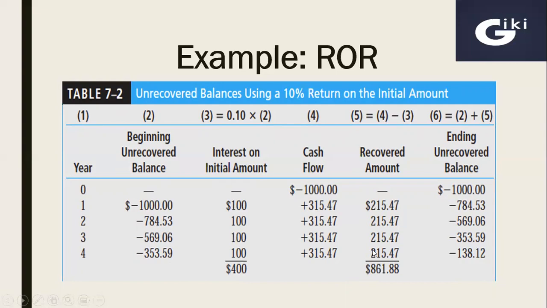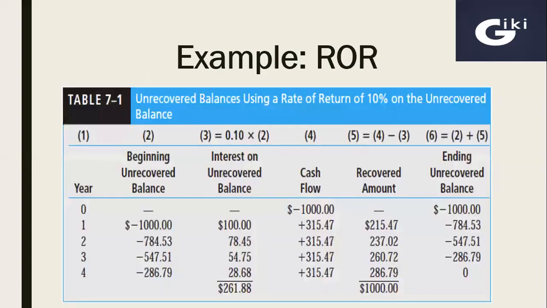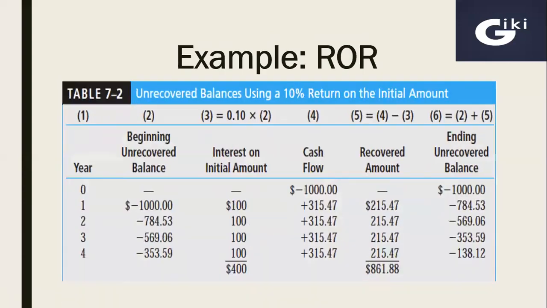So by using the rate of interest or rate of return on the initial investment, we are unable to recover the total amount, but we have recovered 400 in terms of interest. Now option C was to explain why all of the initial 1,000 amount is not recovered by the final payment in part B. We have to explain why we are unable to recover 1,000 when we are calculating interest on the basis of the initial amount.